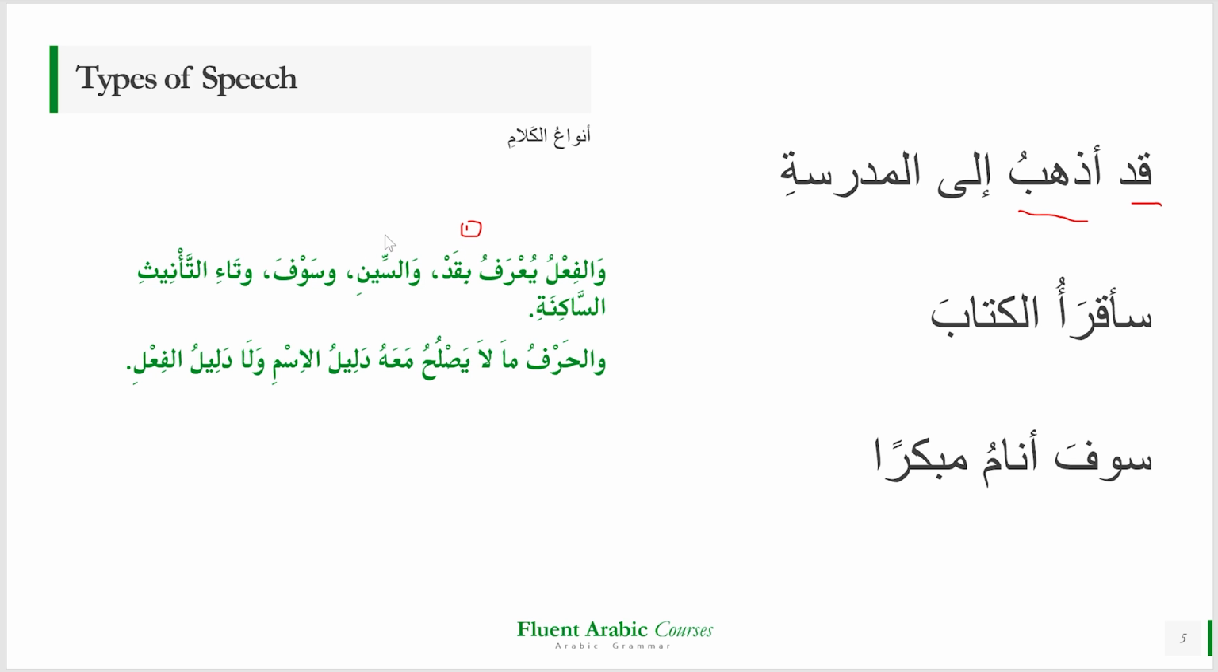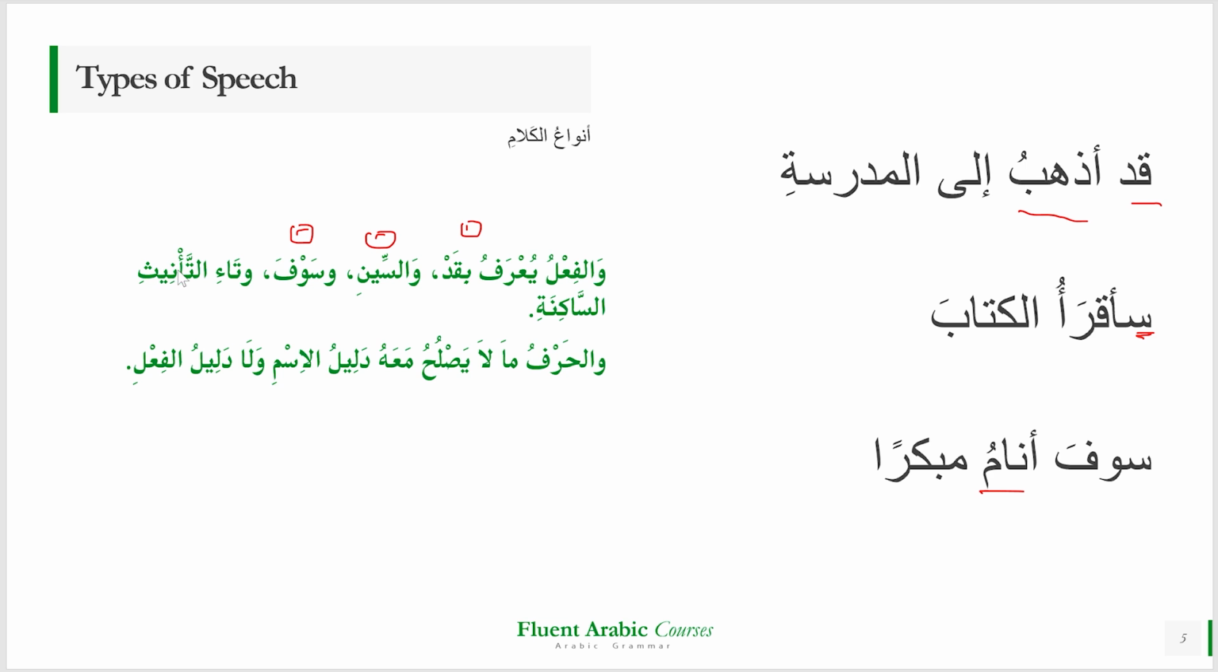Then we have the seen of the future tense. سأقرأ الكتاب. Because the seen of the future tense cannot be used for nouns. There is no sa Muhammadun, sa baytun. It doesn't make sense. Then we have sawfa, which is also for the future tense. Sawfa anamu mubakkiran. So anamu is a verb.